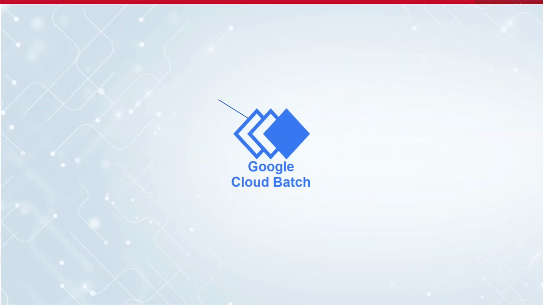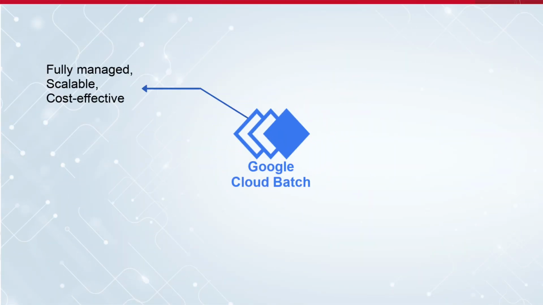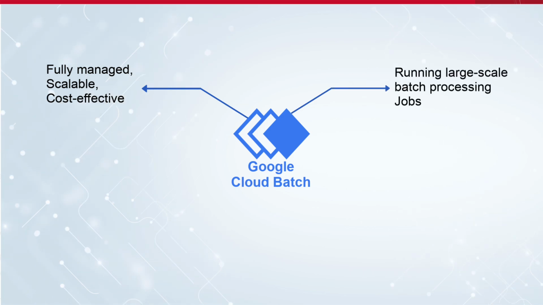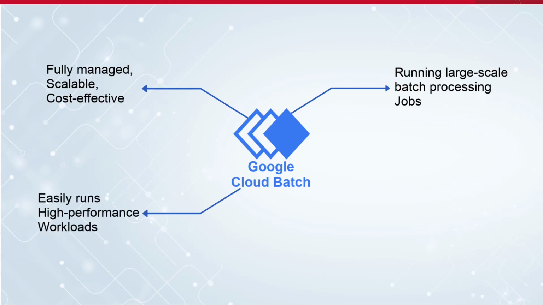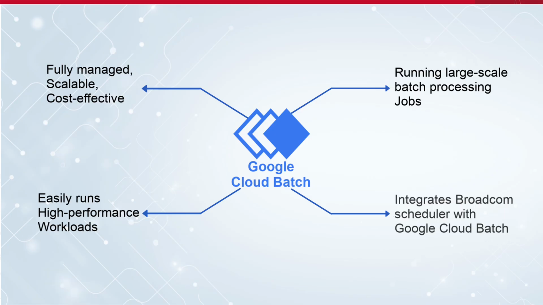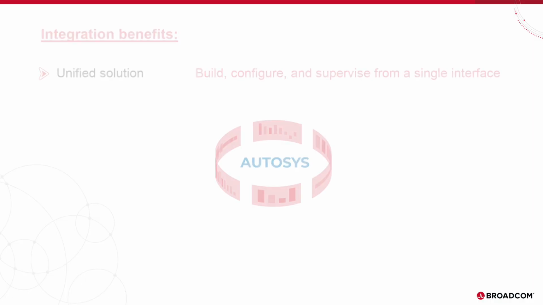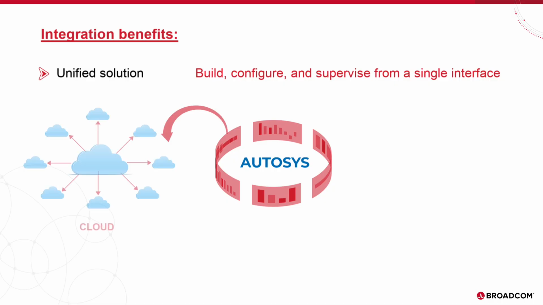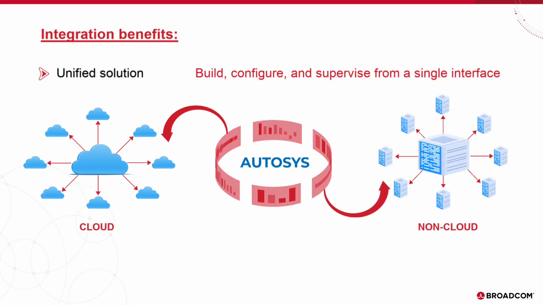Google Cloud Batch is a fully managed, scalable, and cost-effective service for running large-scale batch processing jobs on Google Cloud. With the Google Cloud Batch plugin extension, you can seamlessly orchestrate high-performance workloads by combining Broadcom Scheduler with Google Cloud's batch processing service. AutoSys plays a central role in orchestrating operations across multiple environments, including the cloud, and synchronizes these processes with other non-cloud operations.